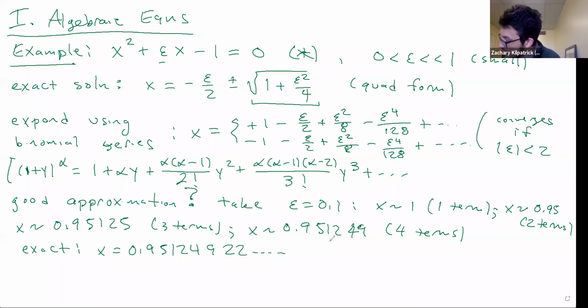So just by taking 4 terms of this asymptotic expansion, I get the first 1, 2, 3, 4, 5, 6 digits correct, okay? And remarkably, for some asymptotic expansions, you can even do better than that, right?